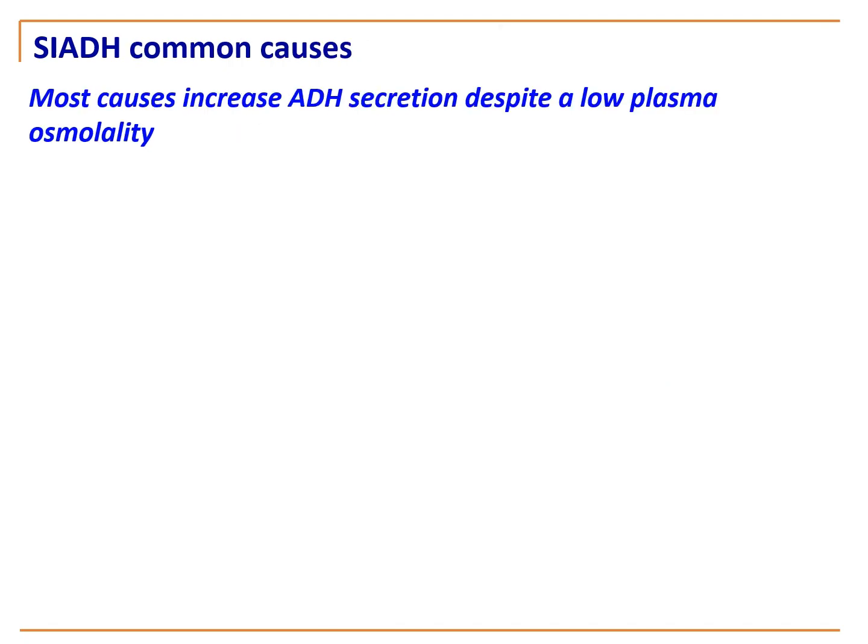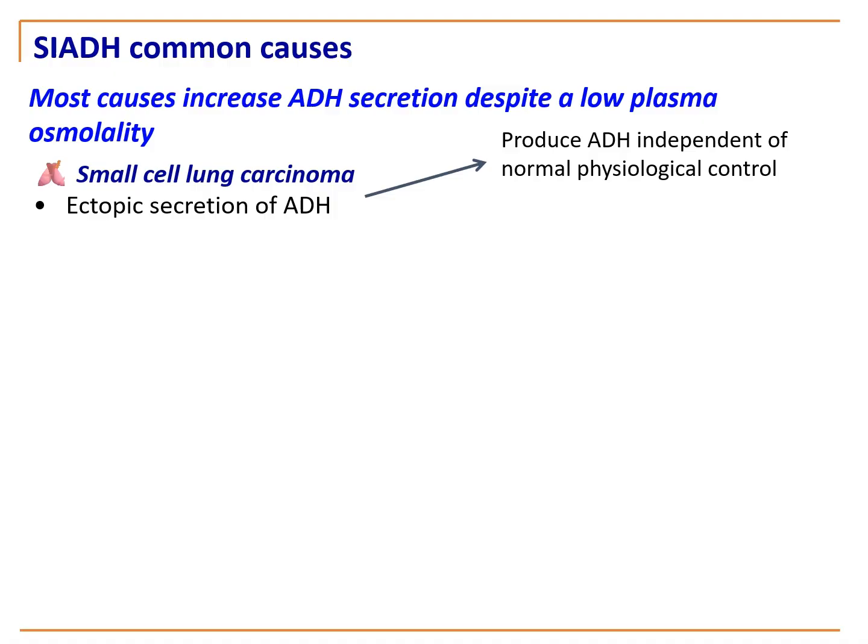We've talked about SIADH, and most causes are due to increased ADH secretion despite that low plasma osmolarity that we've already talked about. Some of these you may or may not remember; you don't have to think about all of them. Some of this will be relevant for those of you who are doing medicine or other allied health. For science students, biomedical science, not particularly relevant. You can have it in your head if you want to.